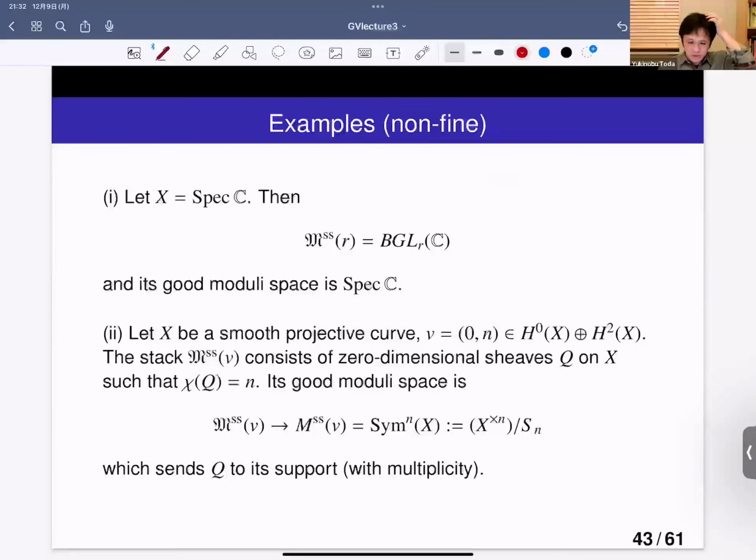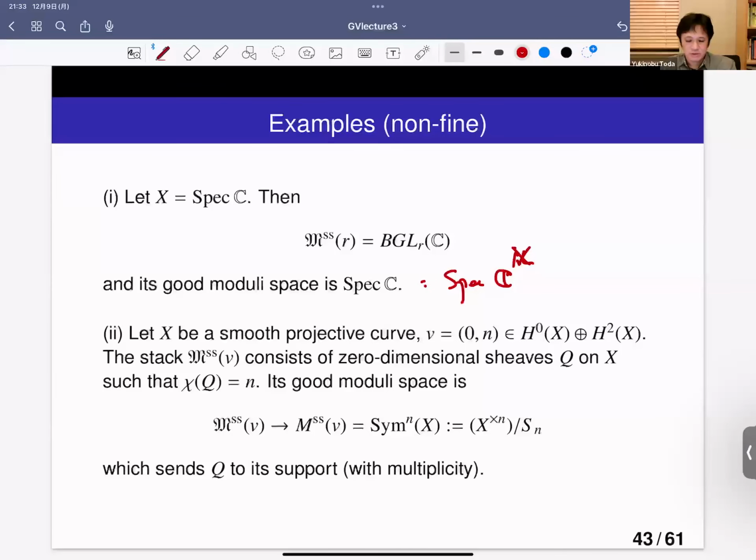Okay, so there are also non-fine examples. This is again where X is a point. Then of course this is the moduli stack of semistable sheaves. In the case where X is a point, every sheaf is semistable, so we don't have to consider a stability condition. Anyway, in this case, the moduli stack is BGL_r. Of course, this is not a fine moduli space, but a good moduli space is the spectrum of the invariant ring of this C^r with GL_r action, but of course this is a trivial action, so we can just ignore it.